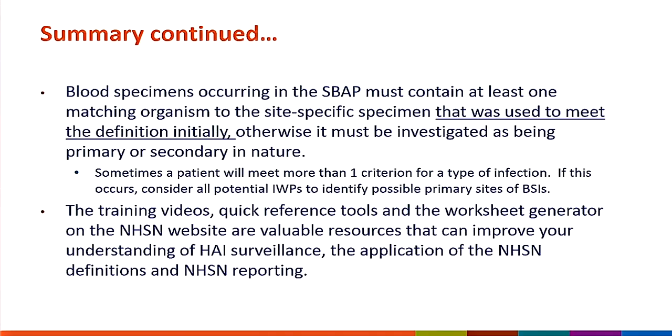And remember that sometimes a patient will meet more than one criterion for a type of infection, and if that occurs, you need to consider all of the potential infection window periods to identify another possible criterion that can account for that bloodstream infection as secondary. So look at all of the criteria that are available to you. Remember the tools that we have provided to you. They're all valuable, and they can help your understanding of the HAI surveillance.